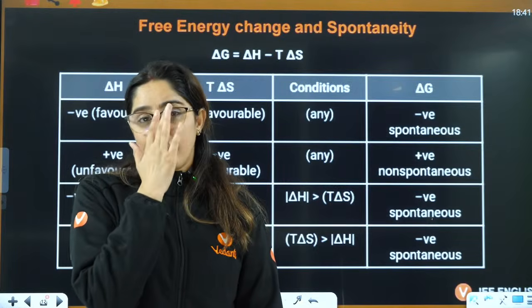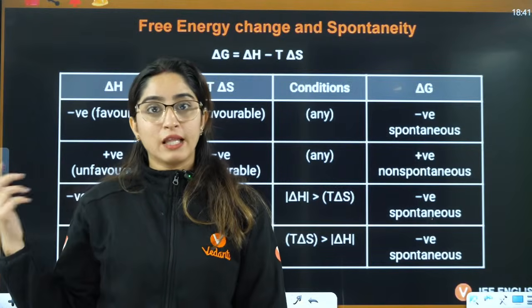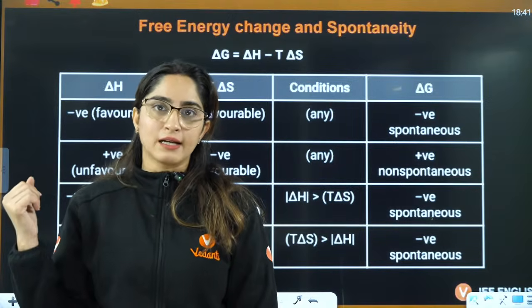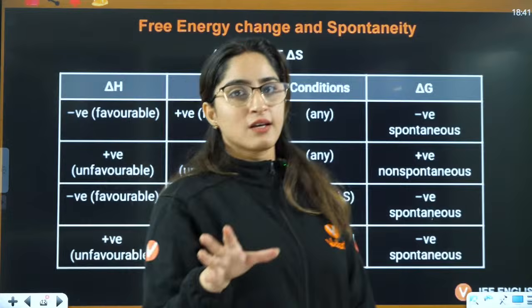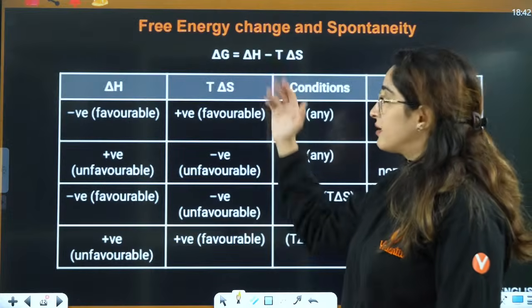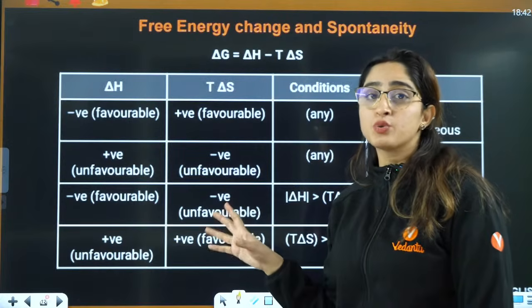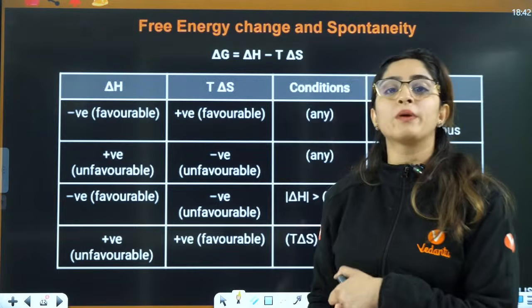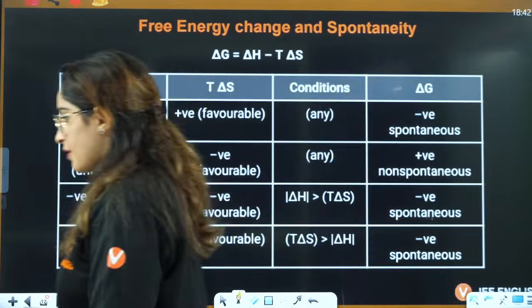Firstly, we were defining it by entropy. Then we understood that there will be some points where we won't be able to tell that, right? That's how scientists made this equation, the equation that you will use to tell the spontaneity, which will be based on enthalpy and entropy as well, right? Okay.